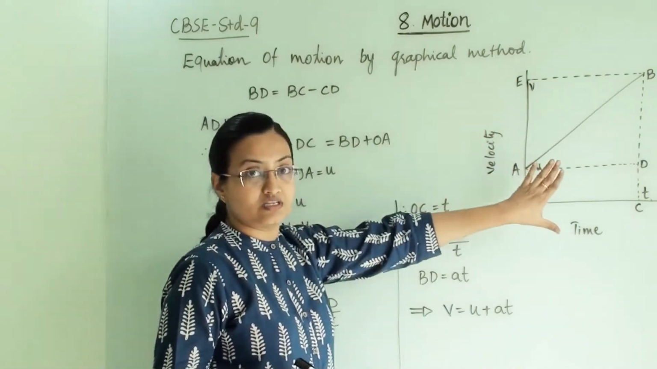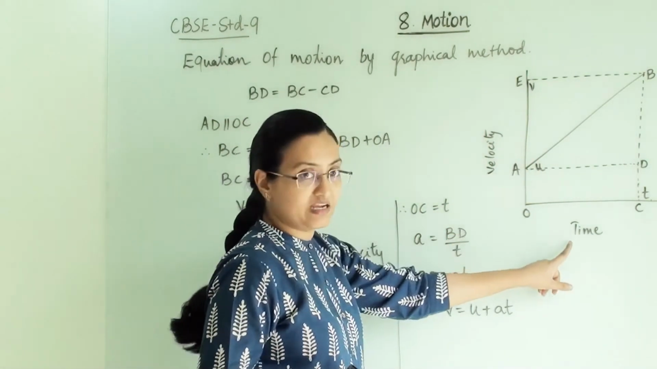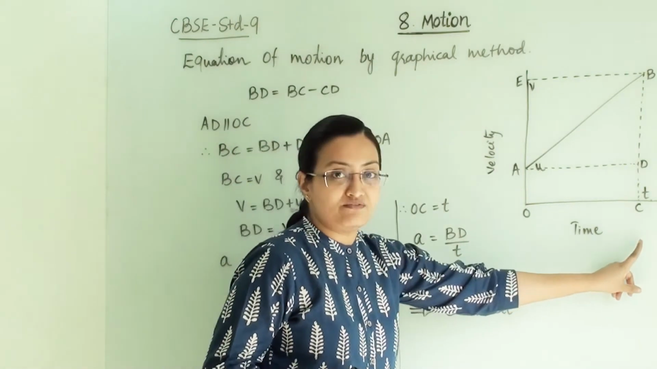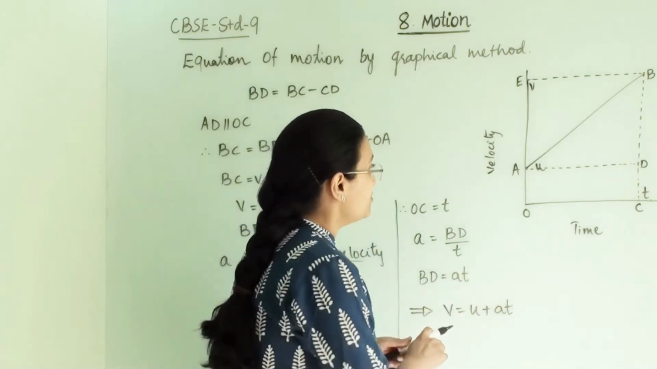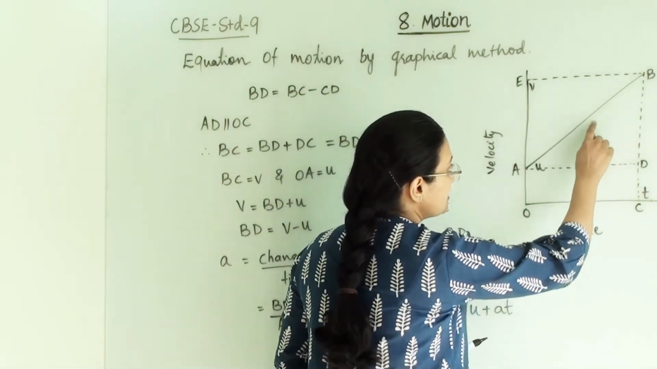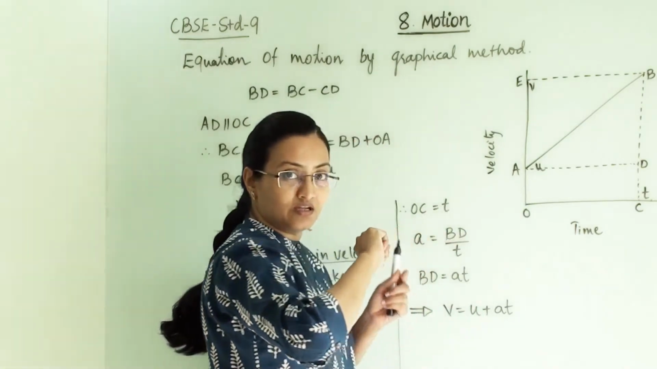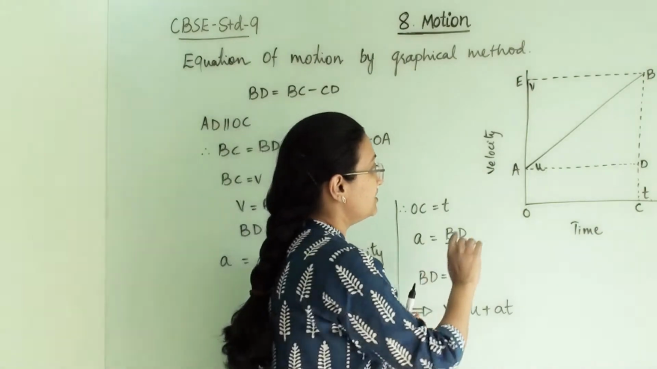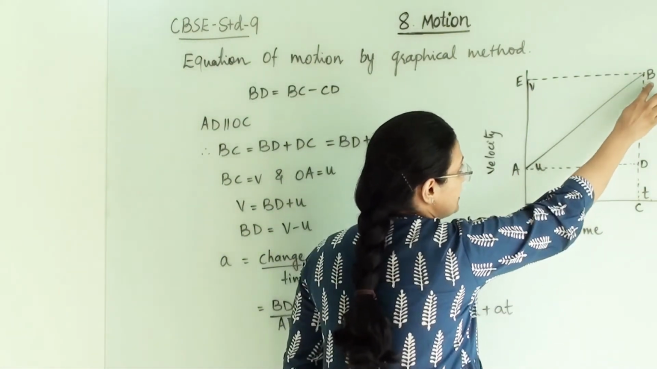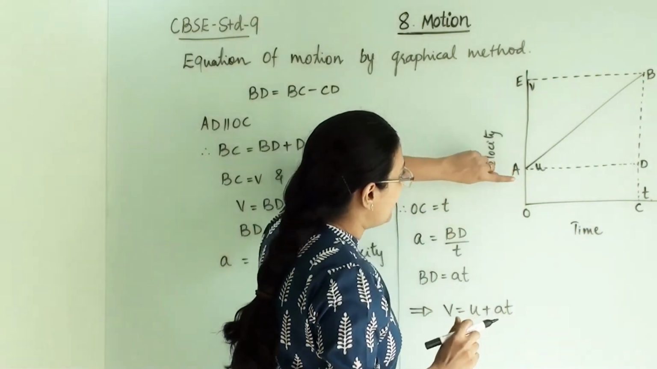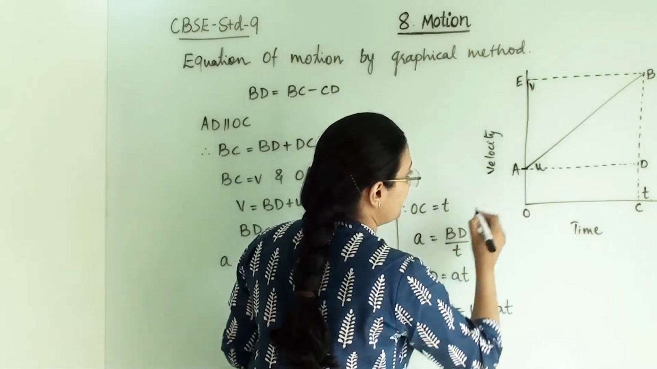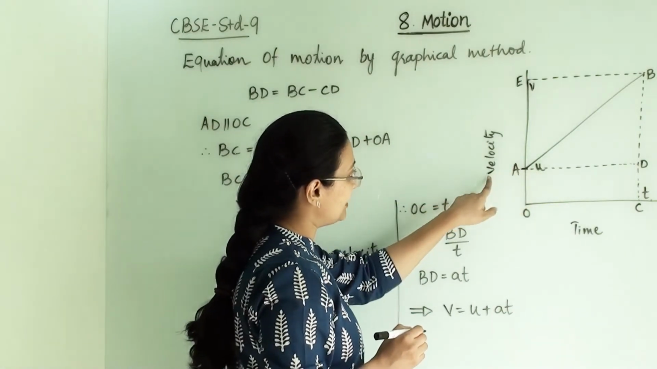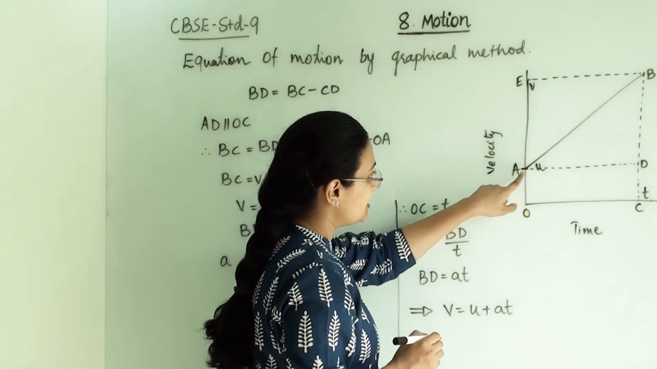So let us first understand our graph. This is a velocity-time graph. Velocity we have taken on the y-axis and time on the x-axis. This is a uniform travel, and so its graphical representation is a straight line. Now from A to B is the travel. When the travel has started, I have denoted this with U. That is the initial velocity, the initial velocity at A.